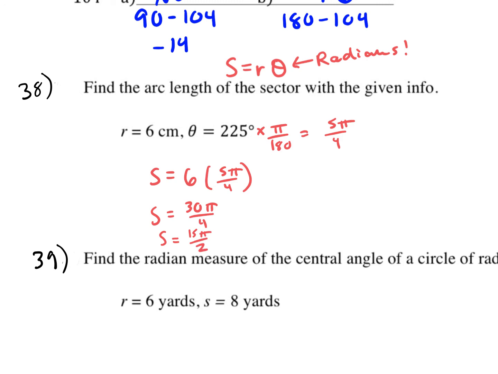But if this were multiple choice, you could either leave your answer like this, or put it in the calculator. So you just do 15 times pi divided by 2.